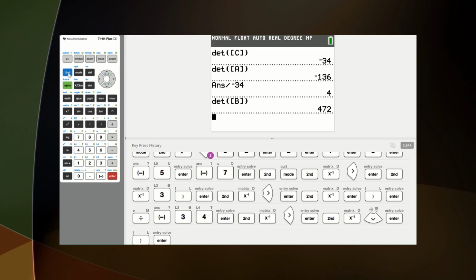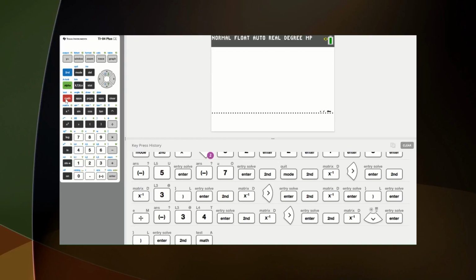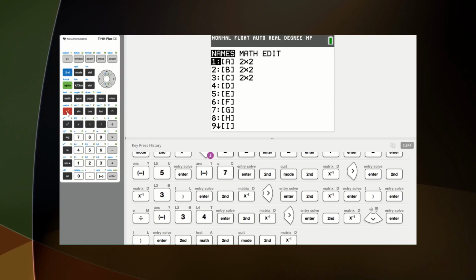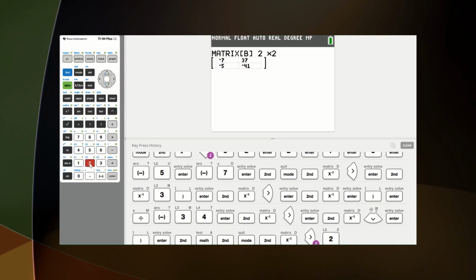Let's go back in and look at that matrix. I may have put some different values in there. We want to edit, because something doesn't look right in matrix B. Oh no, it has 7, 3, negative 5, negative 7. I must not have changed it.